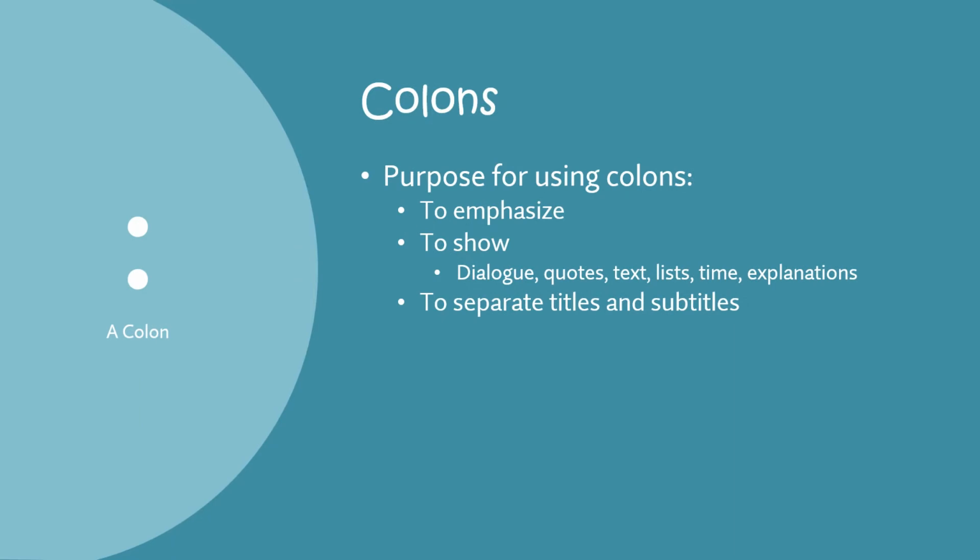A colon is a punctuation mark that is represented by two equally sized dots with one above the other, as seen on the left. A colon is used for many purposes, including to emphasize something, to show dialogue, quotes, text, lists, time, or explanations, or to separate a title and subtitle.